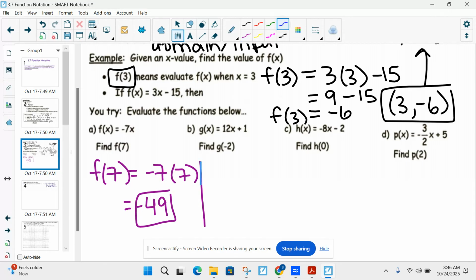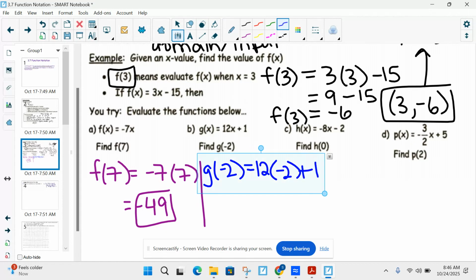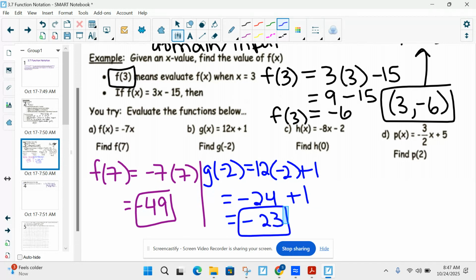For part B, you're finding g of -2. So g of -2 equals 12 times -2 plus 1. 12 times -2 is -24. -24 plus 1 is -23. So -23 is the answer.